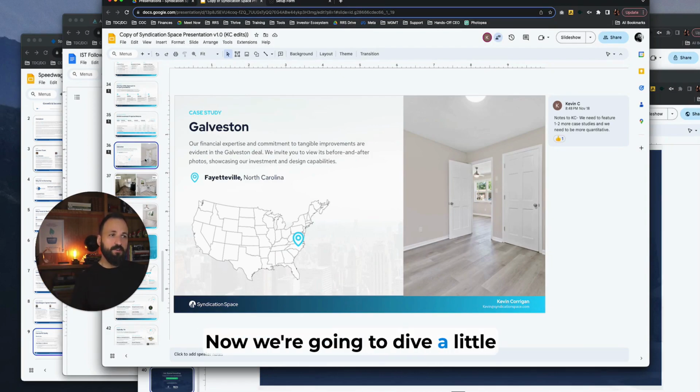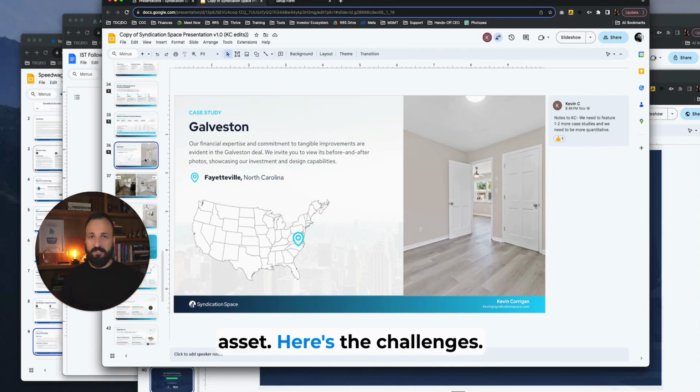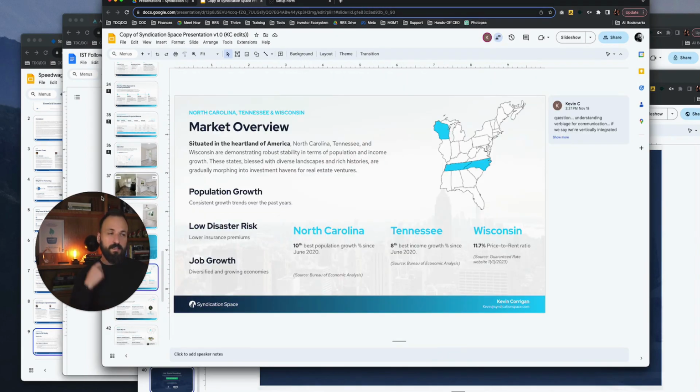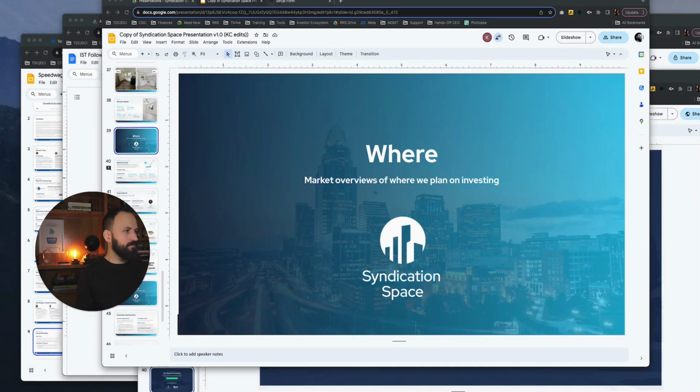Okay, now we're going to dive a little bit more into a couple of case studies. These case studies are deeper dives into what we saw before. Now you're highlighting the story. You're going into a bit of a storytelling mode and showcasing the challenges we went through, how we acquired the asset, and how we were able to turn the whole thing around and produce a great ROI for our investors. You want to tell a couple of those stories. There are the results there, really great in this asset here.